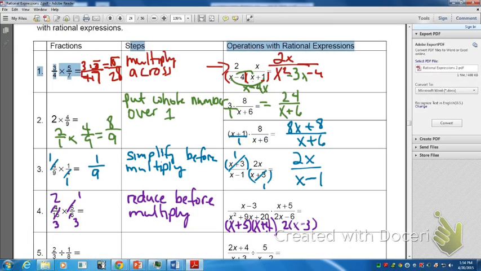Kendall? Where did that 20 go? It's in here. 5 times 4 is 20. And then 5 plus 4 is the 9. Okay.